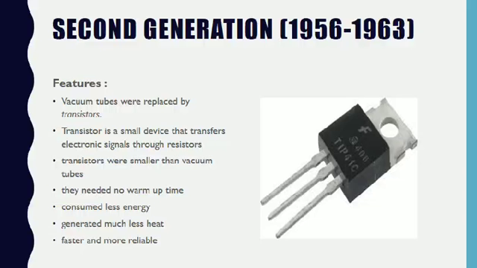In this generation, vacuum tubes were replaced by transistors. Means in place of vacuum tubes, we use transistors, and transistors transfer signals with the help of resistors. The transistors were smaller in size and they don't need any form of time. They consume less energy, generate less heat, and are faster than first generation computers.